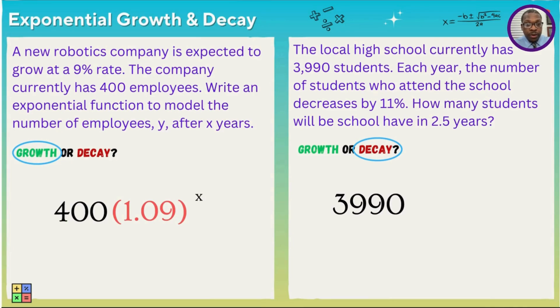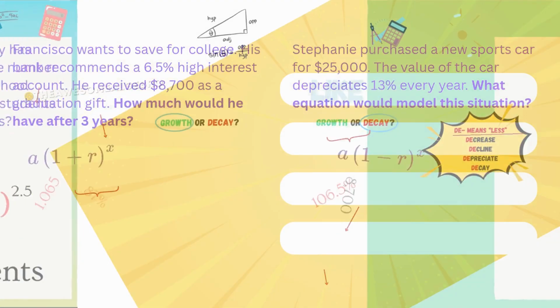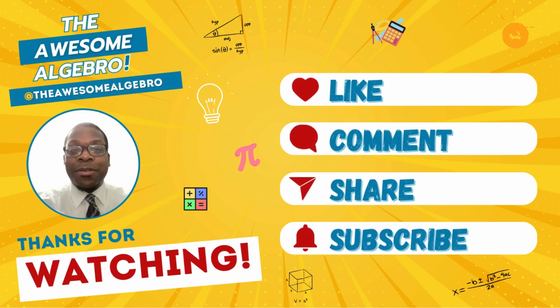Now, the growth rate, if every problem starts at 100% and it decreased 11%, well, that should give us 89%, or 0.89 as a decimal. Now, how many years did they give us? They gave us 2.5, so we'll raise it to the 2.5 power. All right, let's plug that into our calculator and see what we get. And we'll get 2,982 students.